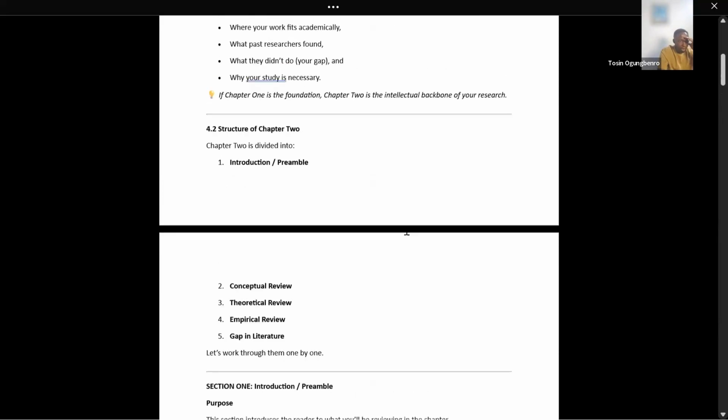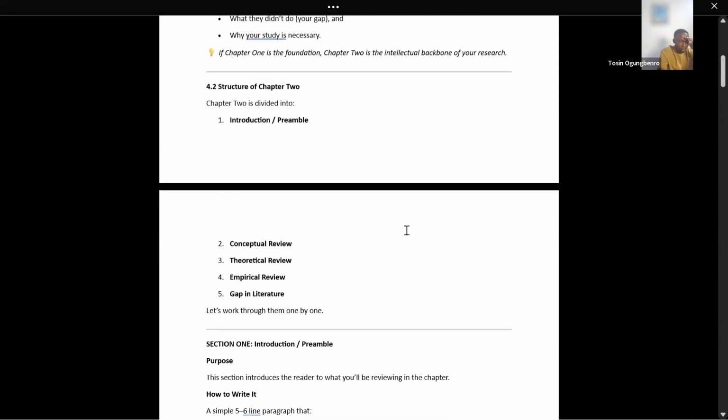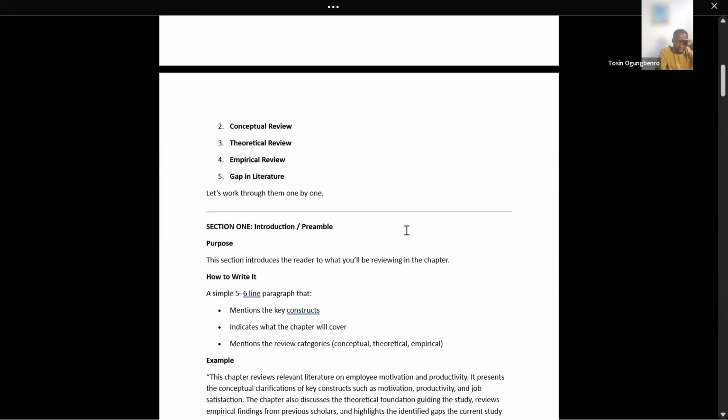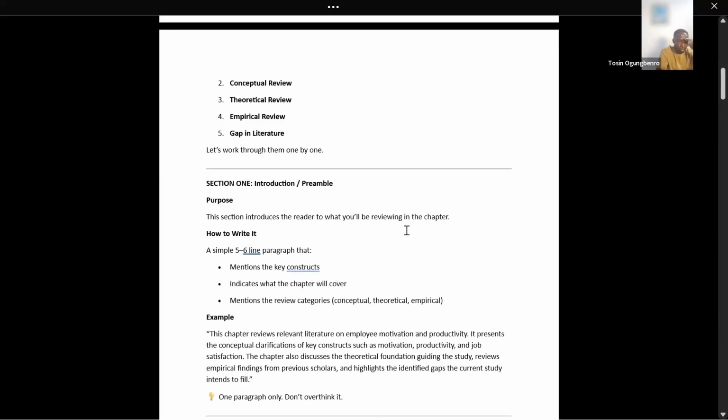So this is basically the structure of your chapter 2: introduction, conceptual review, theoretical, and empirical review. The introduction is just to talk about what your chapter is going to be talking about, to touch on it. So it's not always long. Like I said, introduction is not always more than 5 to 6 lines.